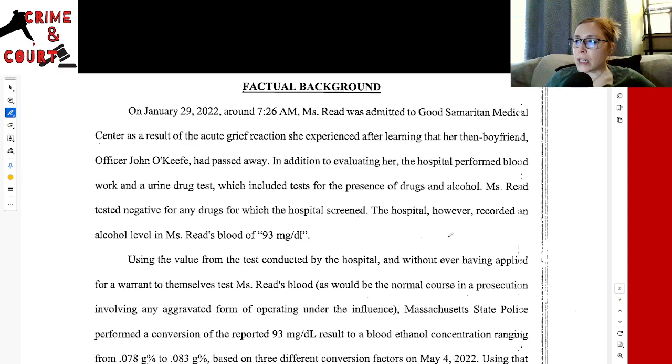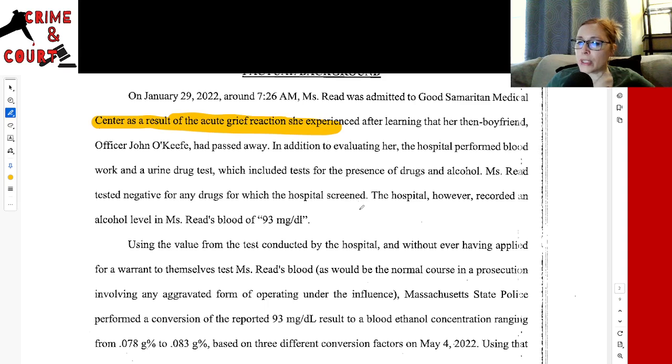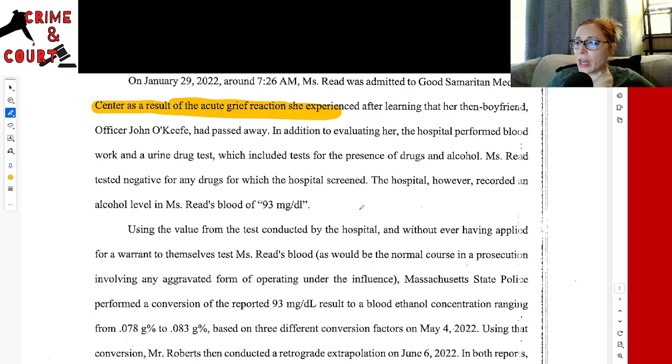Reed was admitted to Good Samaritan Medical Center as a result of the acute grief reaction that she experienced after learning that her then boyfriend, Officer John O'Keefe, had passed away. So she was in a grief-stricken, panic, shock type of emotional state. In addition to evaluating her, the hospital performed blood work and a urine drug test, which included tests for the presence of drugs and alcohol. Ms. Reed tested negative for any drugs for which the hospital screened.